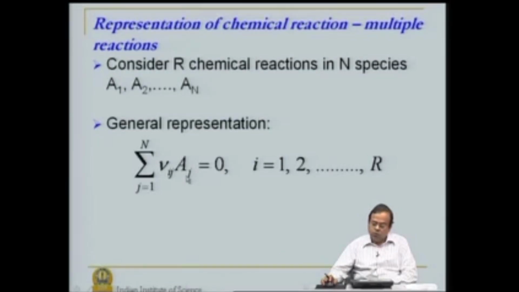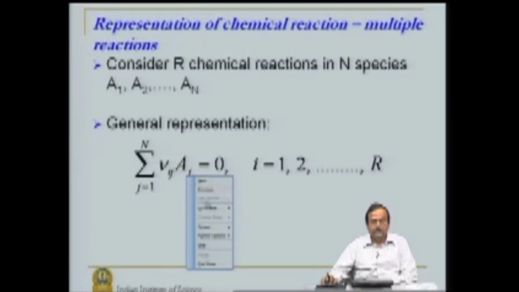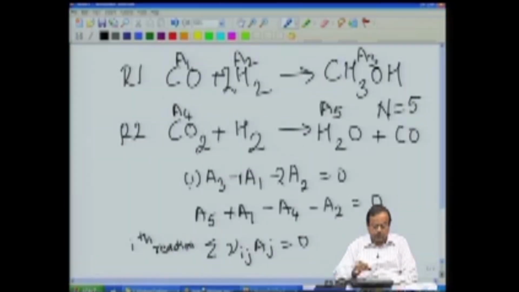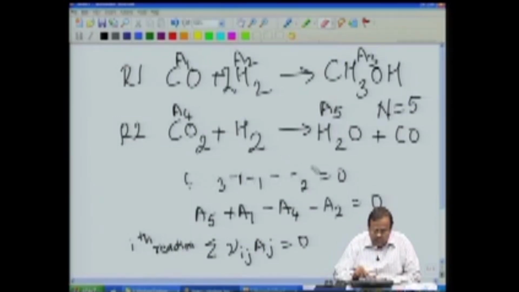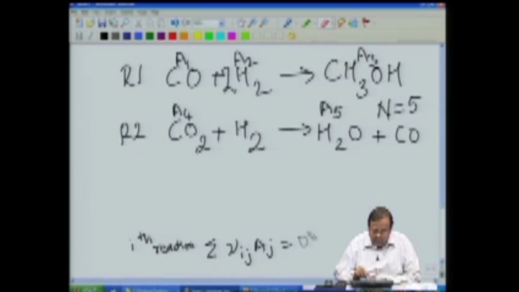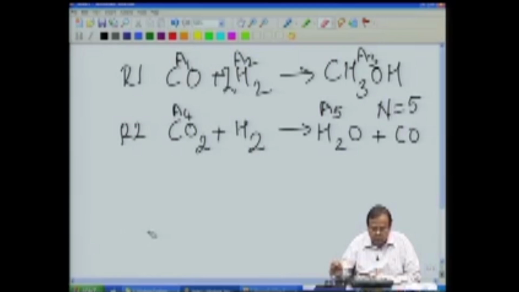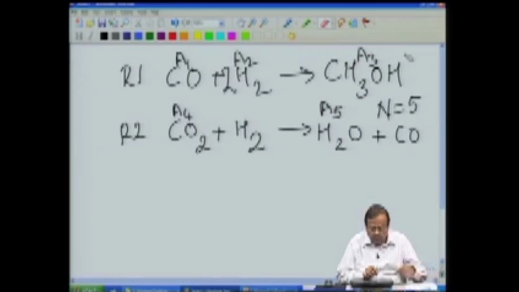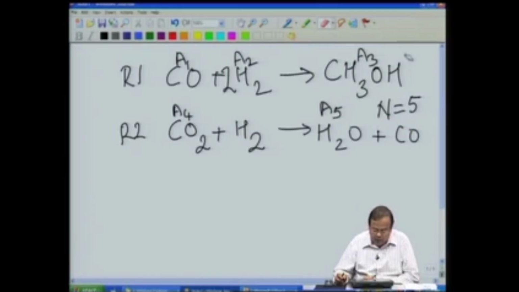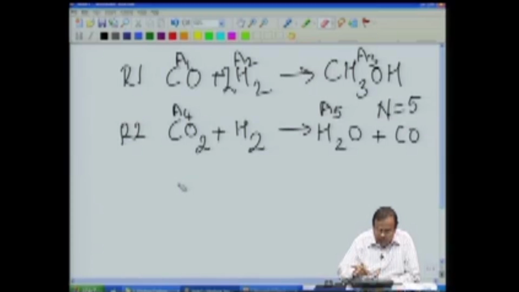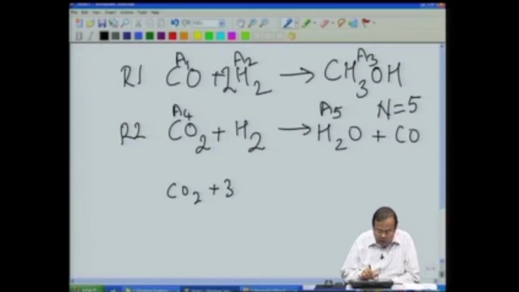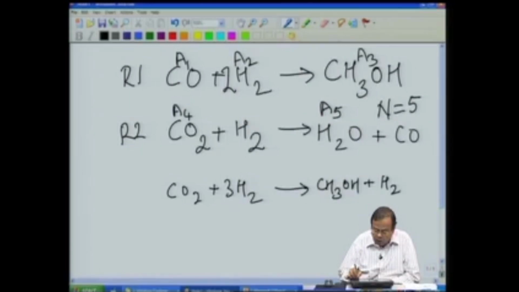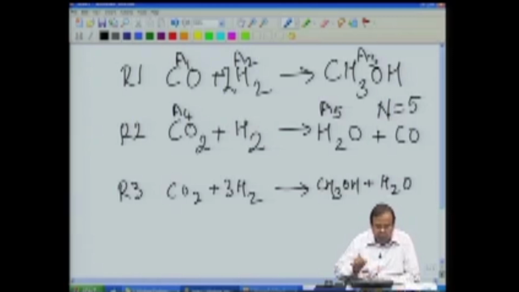Now, let us play around with these species a little more and say that we have yet another reaction. So, let us say that these are the two reactions in these 5 species, and I am going to consider yet another reaction for my consideration, namely CO2 plus 3H2 giving rise to CH3OH, that is our methanol, plus water. So, I am going to call this reaction 3.